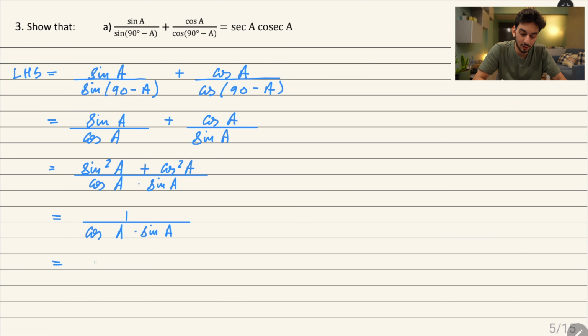Okay, so 1 upon cos A is sec A and 1 upon sin A is cosec A, and that's it. That is my answer. Simple.